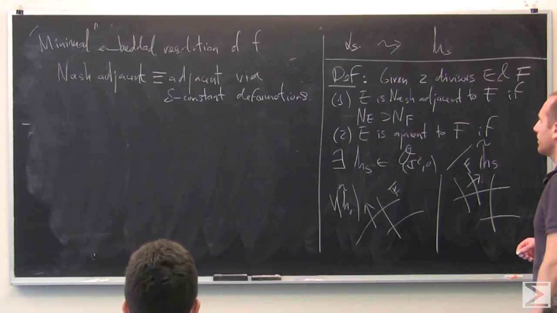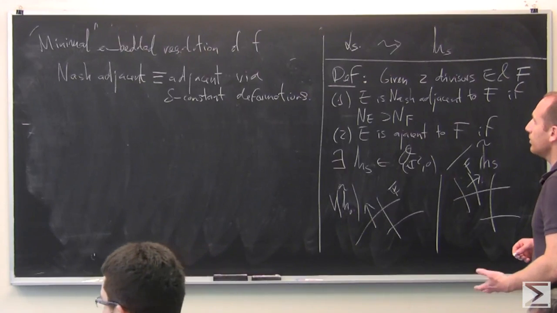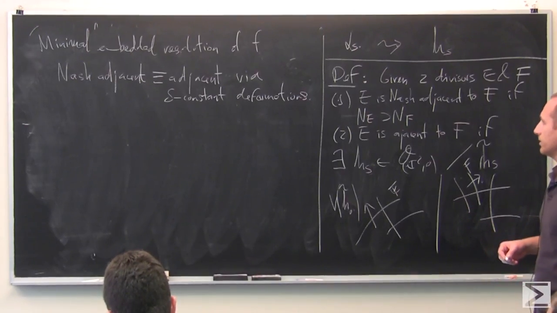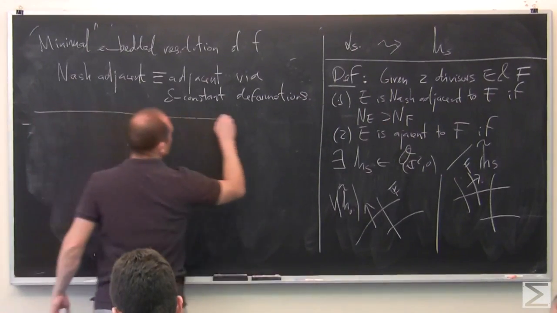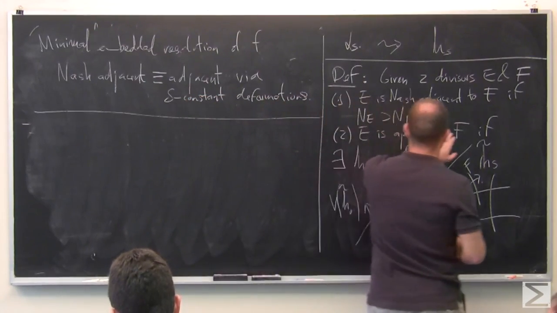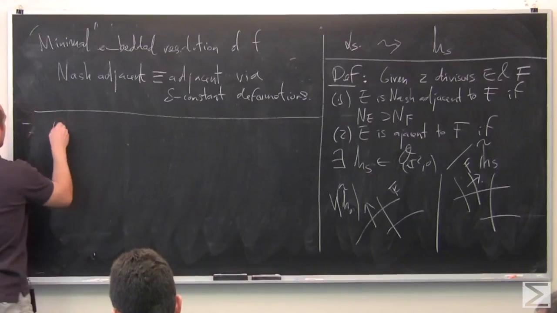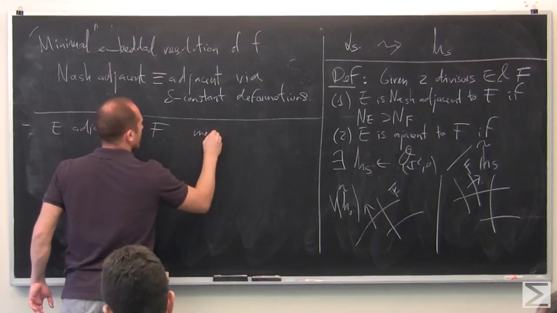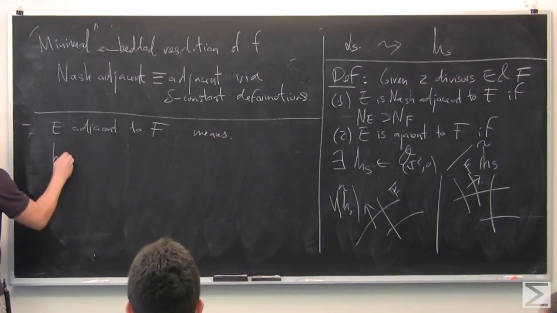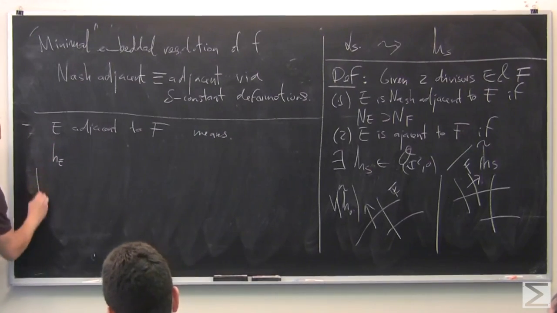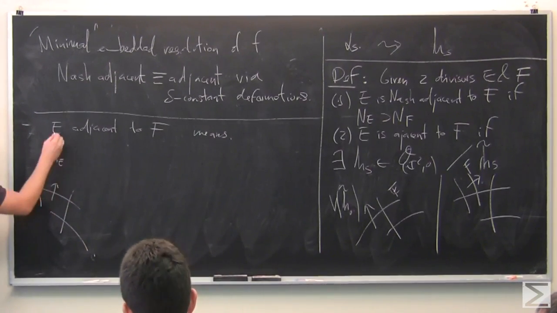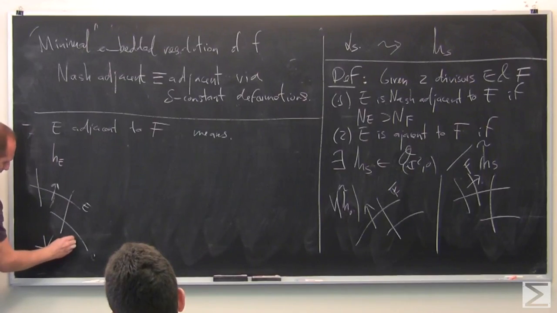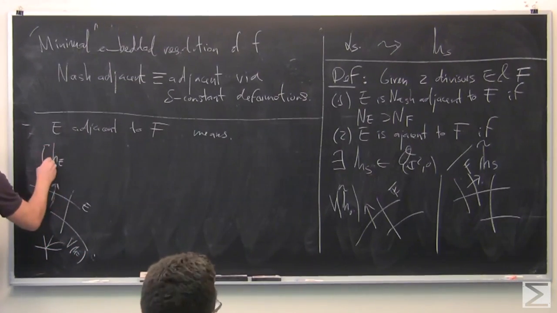So Nash adjacent is adjacent via delta constant deformations. And now I want to say what is the difference between adjacent and Arnold adjacent. So of course, if E is adjacent to F, it means that a function H_E, which is the equation of, I remind you of the definition of H_E. I fix E, I take a curvette which is transverse, I take it down, and I make an equation. So this means that I have an Arnold adjacency.